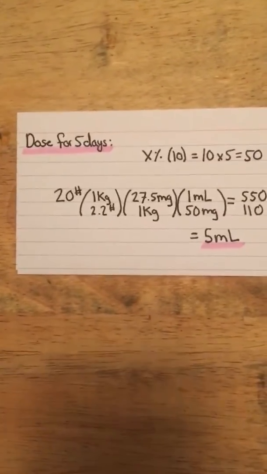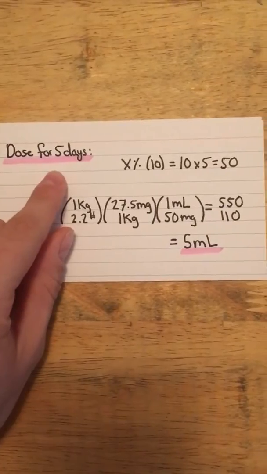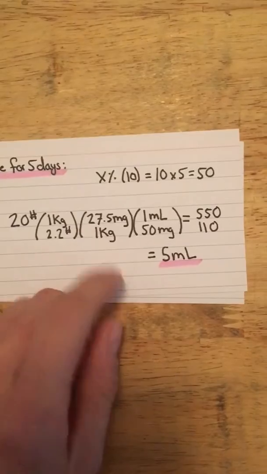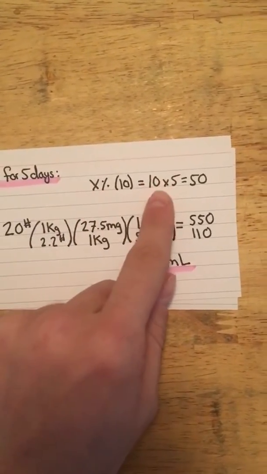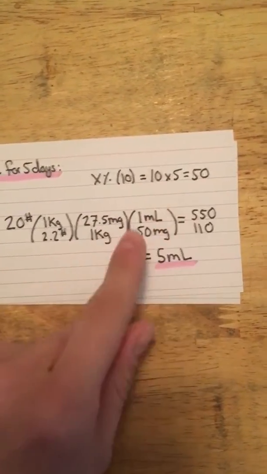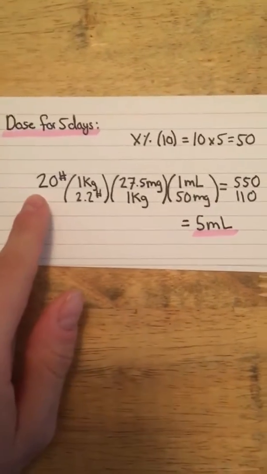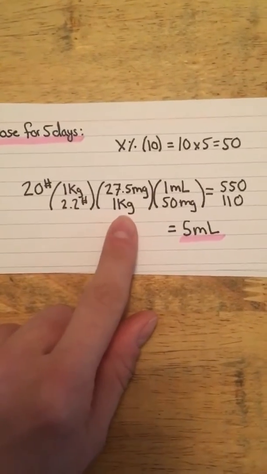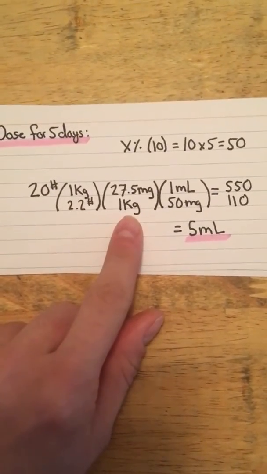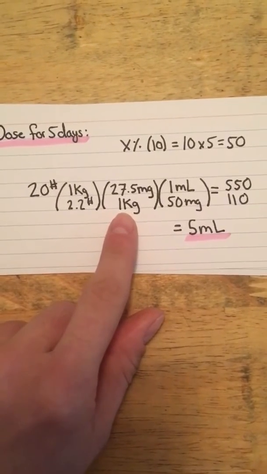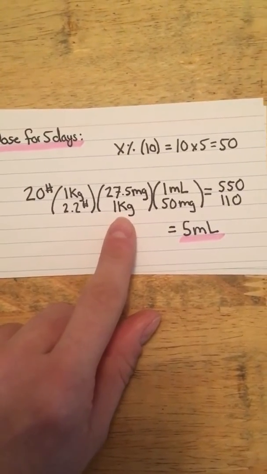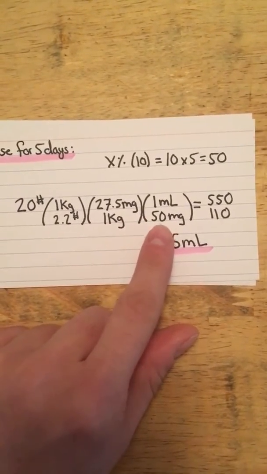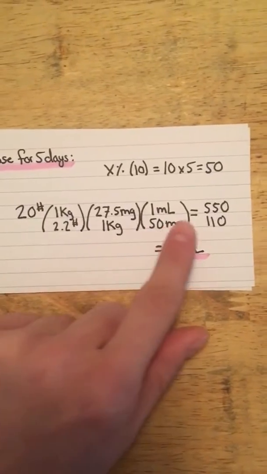Calculating the second half, so the dose for the next 5 days. We're going to do the same thing, so we're going to take 5%, we're going to change it into milligrams. So we take 10 times 5, which is going to give us 50 again, so that doesn't change. Again, we have the patient's weight, our weight conversion, but this time the dosage is lower, so that has changed. It is now 27.5 milligrams for every kilogram. And then we have 1 ml over 50 milligrams, which is our concentration.